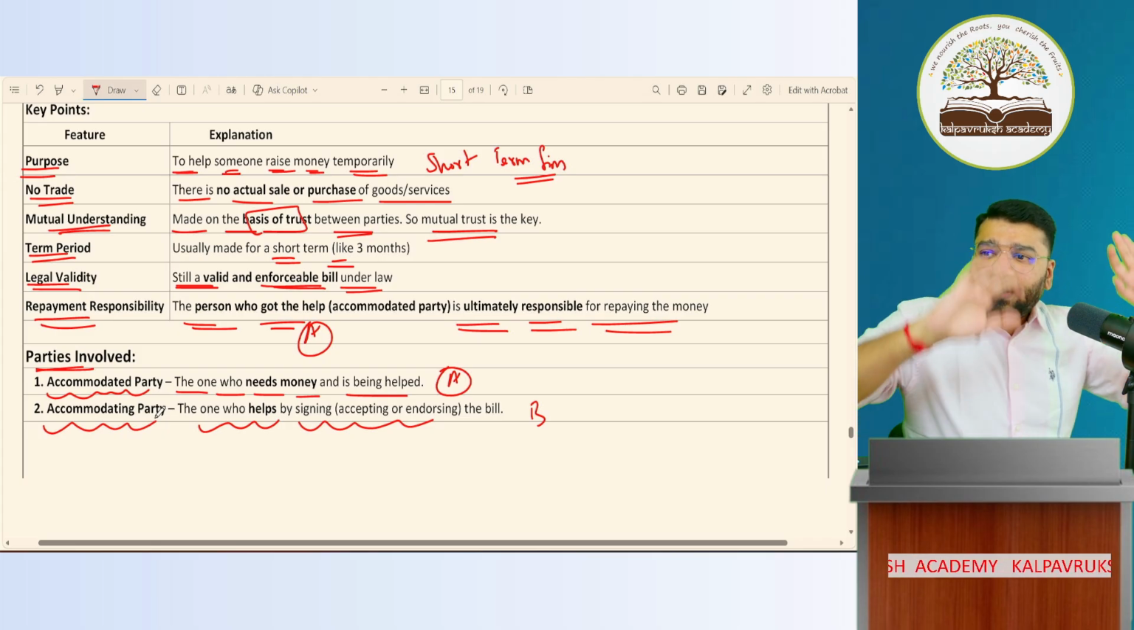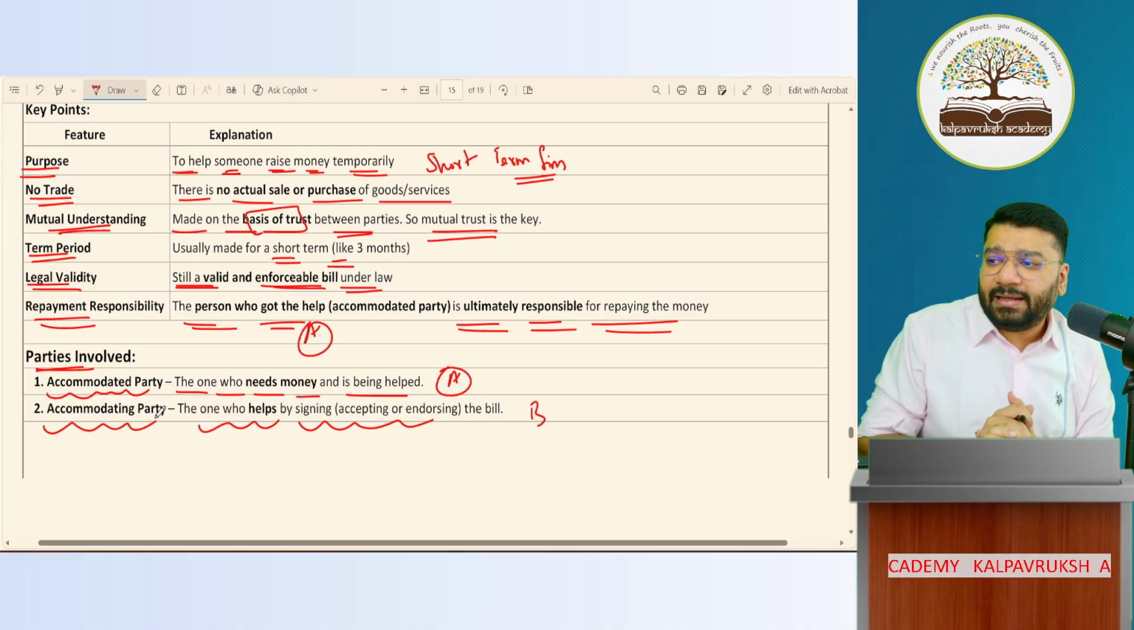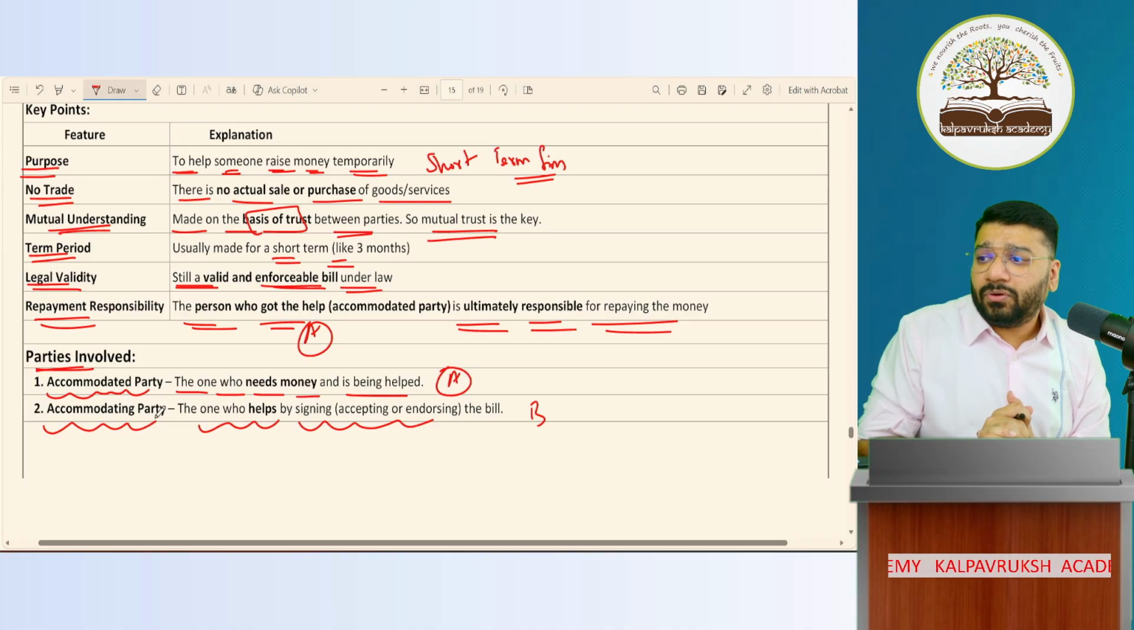Online people, in the concept of accommodation bill, are you clear? All of you, please respond.